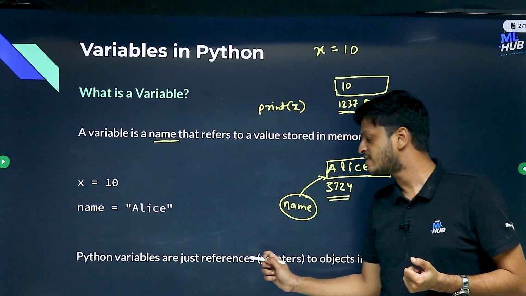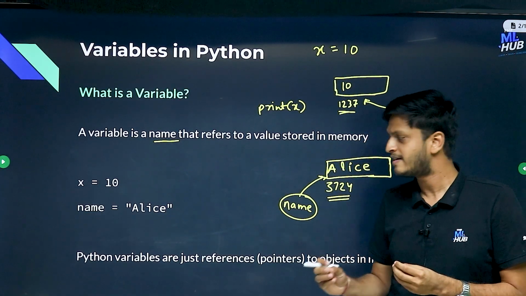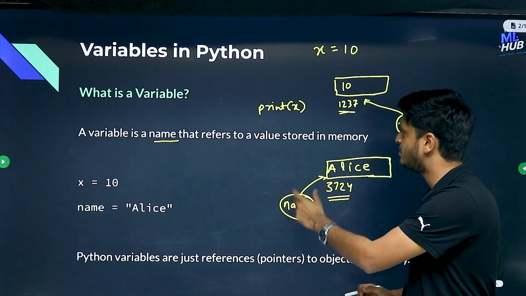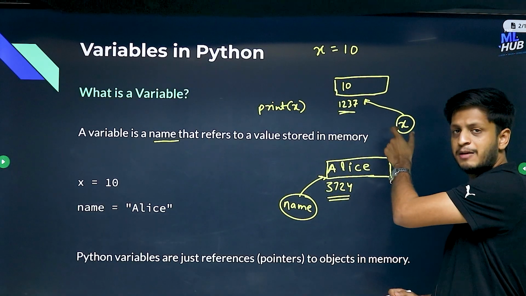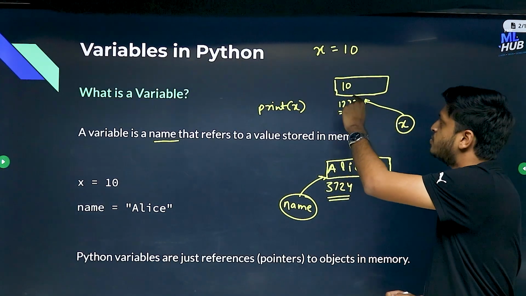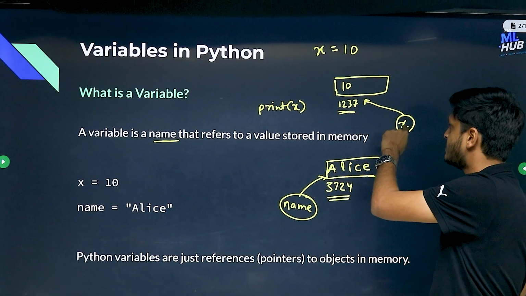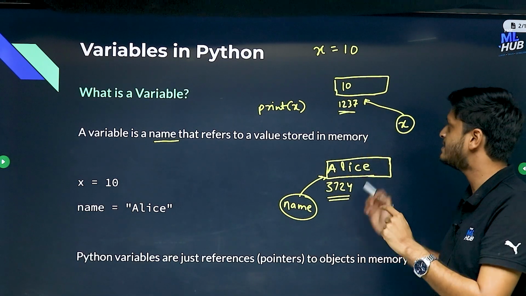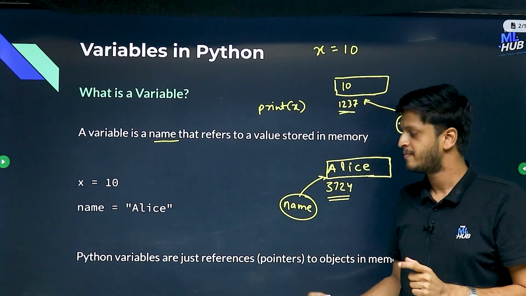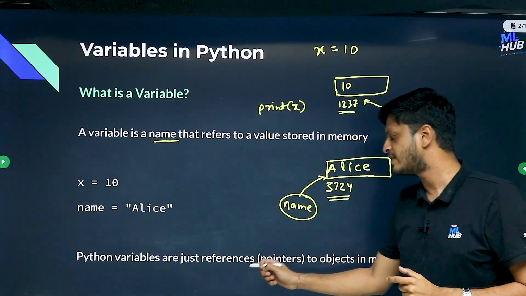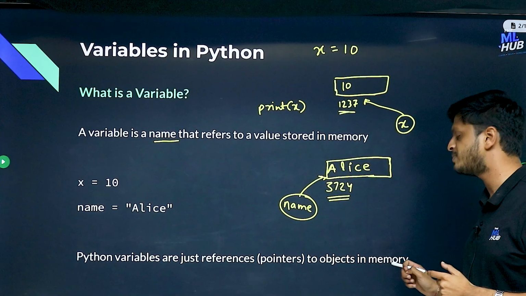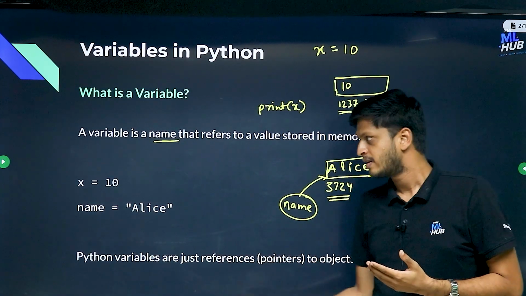Python variables are just references. References means address. Here x is the name of the variable, and it refers to this memory location. X is a name that refers to this memory location, and hence this particular thing is called a reference. So Python variables are just references or pointers to objects in memory. Okay.